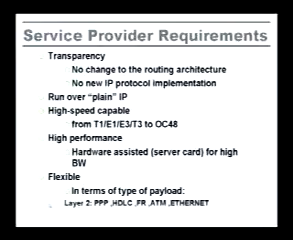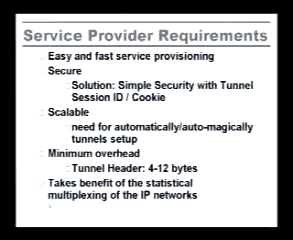Our requirements for UTI, at least the most important, were transparency. So we didn't want to make any change to our routing architecture. We didn't want to implement a new IP protocol. It should run over plain IP, and should be high-speed capable from T1 up to OC48 or even OC192. It should be high performance, and can be assisted by hardware for the encapsulation and de-encapsulation process. It should be flexible in terms of type of payload, so any type of layer 2 payload: PPP, HDLC, Frame Relay, ATM or Ethernet. The provisioning should be easy and fast.